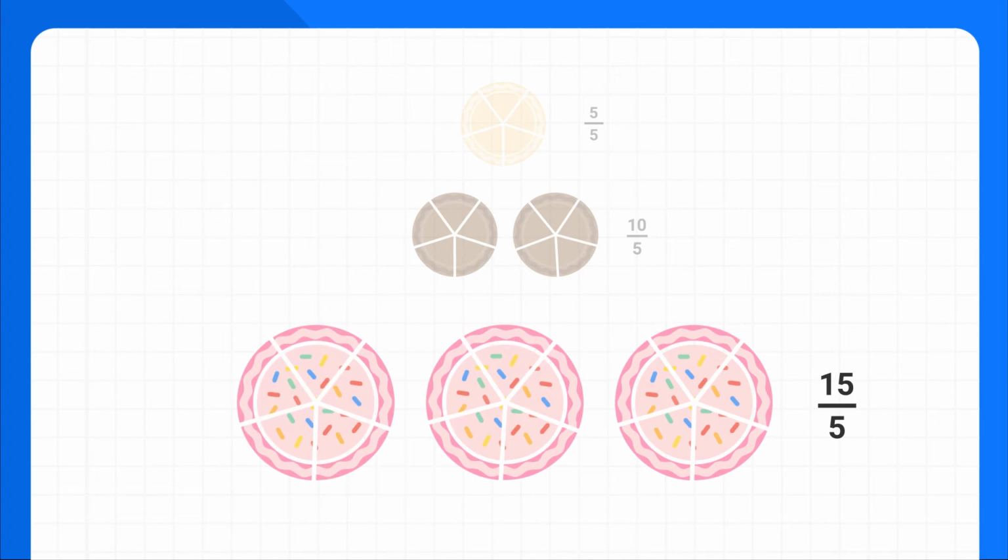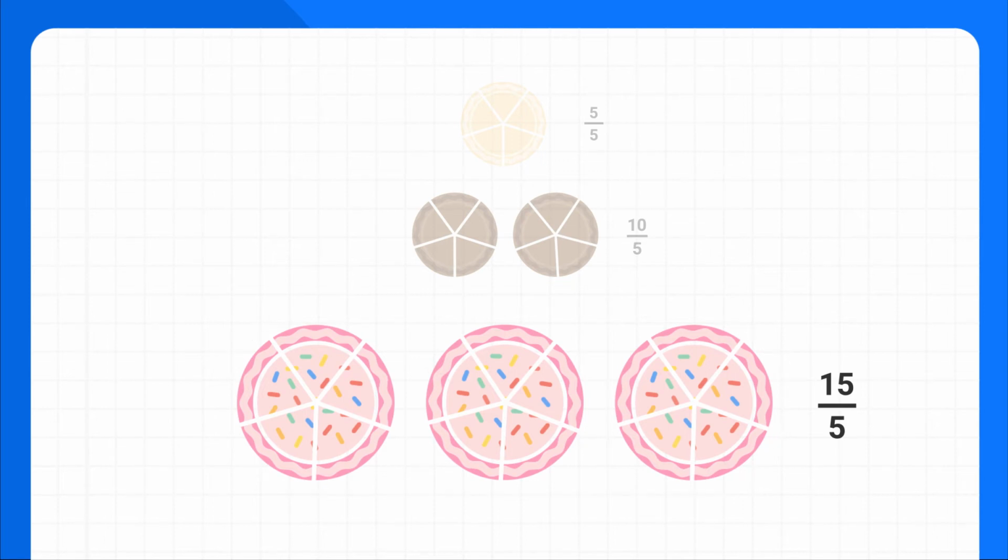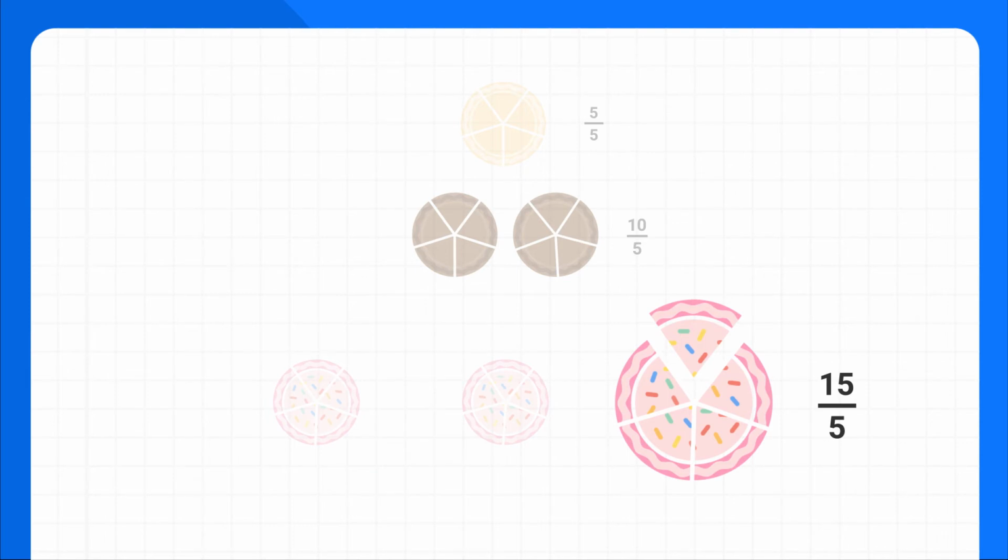You need to pay close attention to how you write fractions when you have multiple whole numbers. When you have 2 or 3 wholes, you have more total pieces, but the size of each piece isn't changing. Each of these pieces is still 1/5, and so our denominator stays as 5.